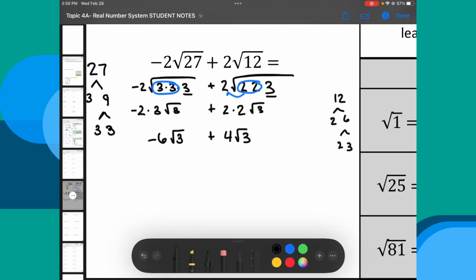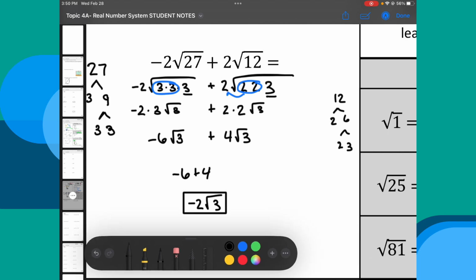Now that our radicands are the same, we have a square root of 3 and a square root of 3, we can add the front numbers of negative 6 and 4 together. So negative 6 plus 4, that's going to give me negative 2. That radical that was the same, the square root of 3 and the square root of 3, is going to be in our final answer. So final answer, negative 2 square root of 3.